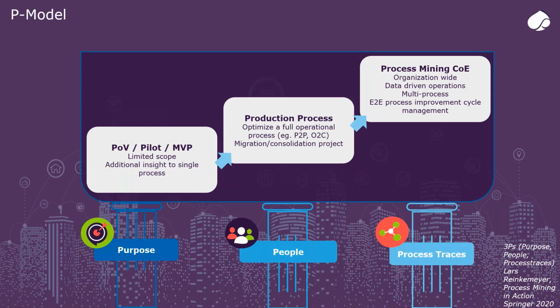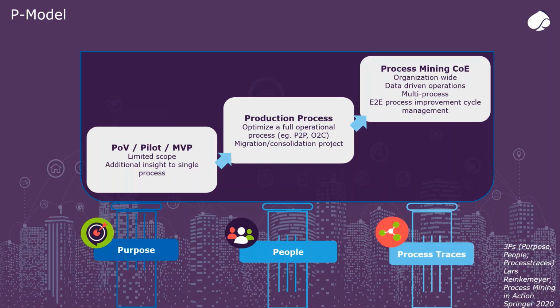In the book, they identified 3 critical success factors for process mining initiatives: purpose, people, and process traces. Purpose meaning that you shouldn't just mine out all of the data and try to use it somehow, but you need to limit the scope and know where to focus and what to try to achieve.